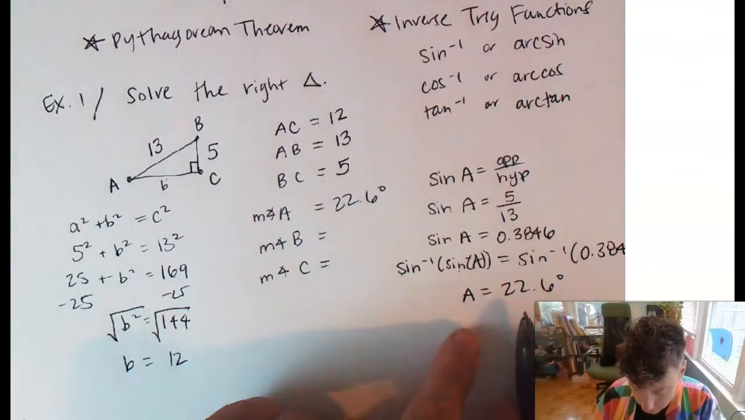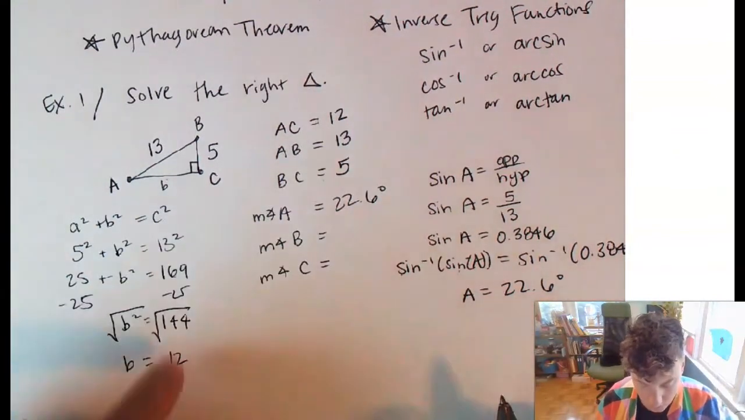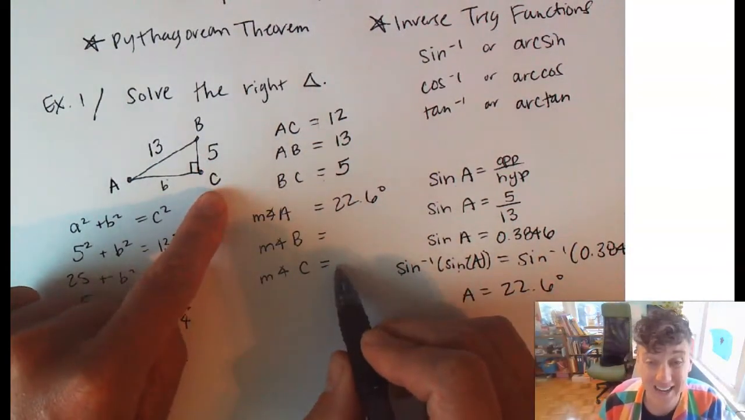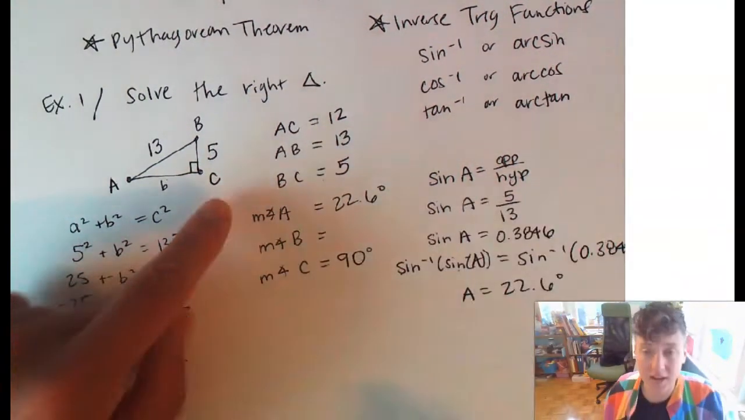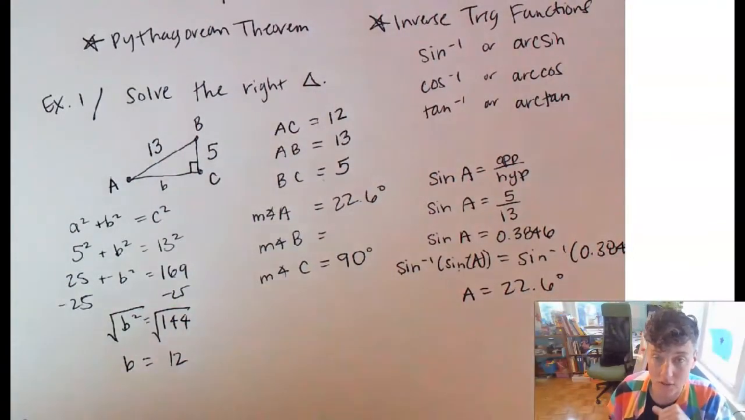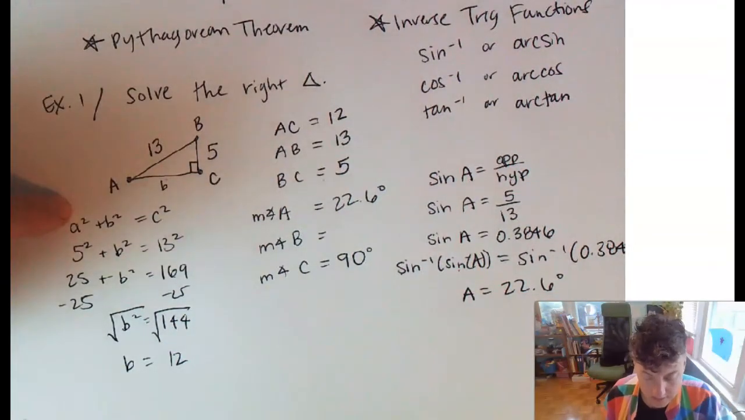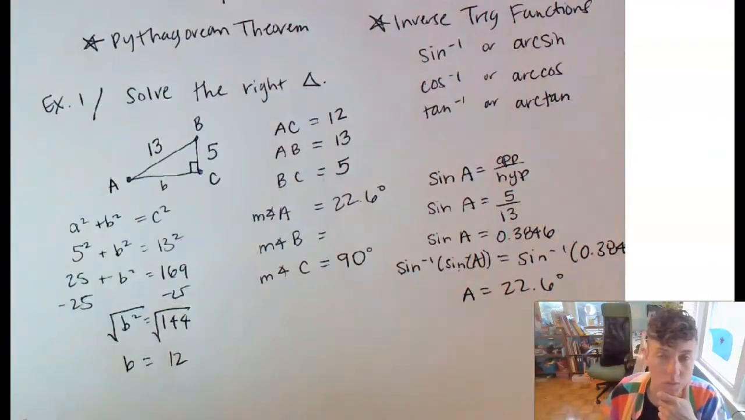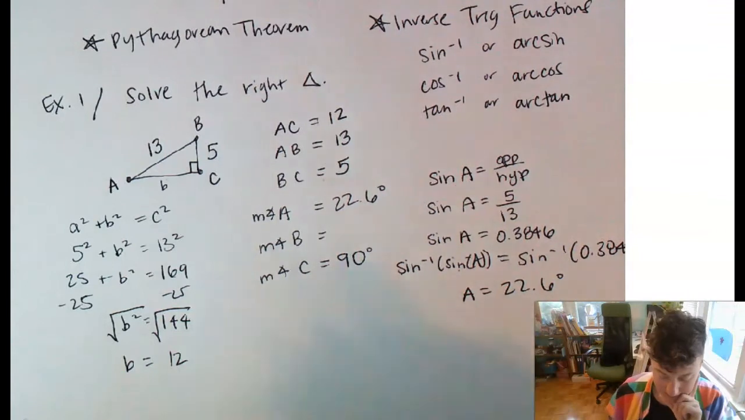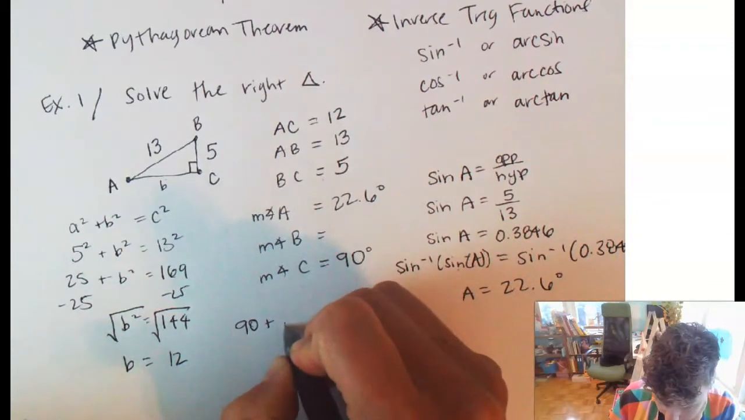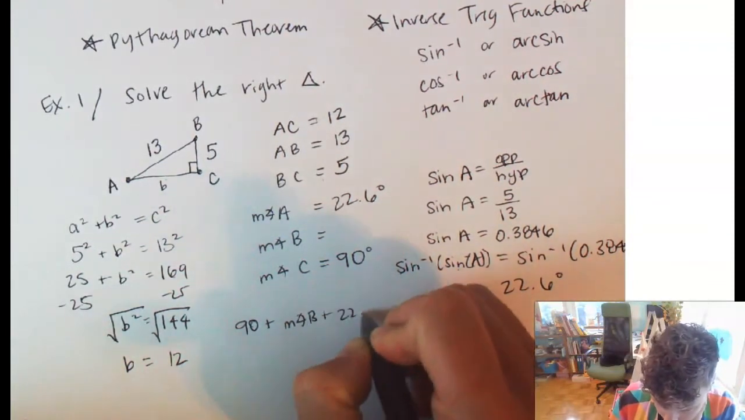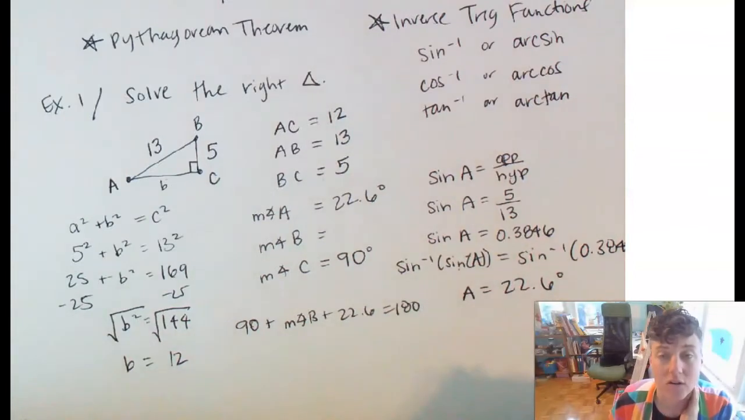So we found the measure of angle A, it was 22.6 degrees. We know the measure of angle C is 90 degrees. So now you actually have 2 options for finding the measure of angle B. You know that since this is a triangle, all of these will add up to how much? 360, exactly. Haha, just kidding, 180. So we could say 90 plus measure of angle B plus 22.6 equals 180 and solve that.